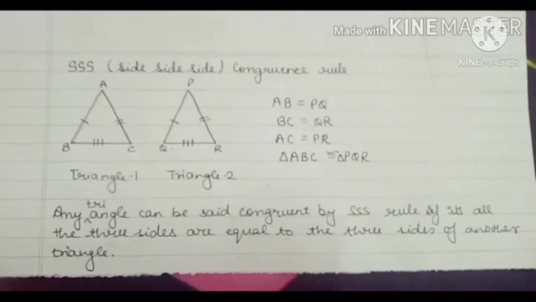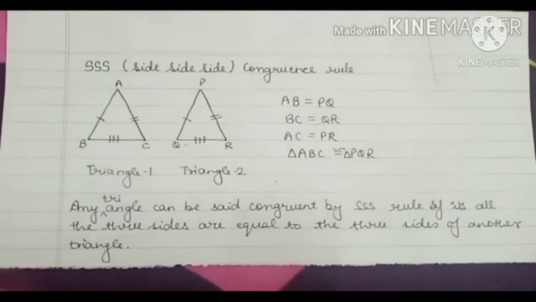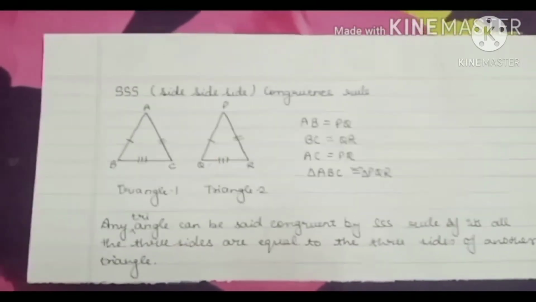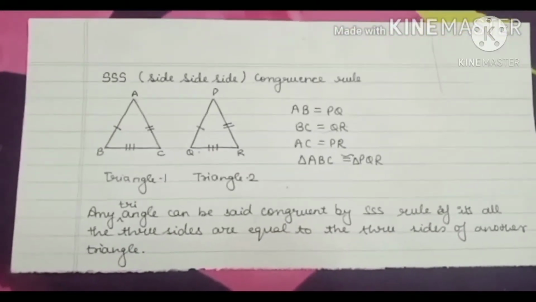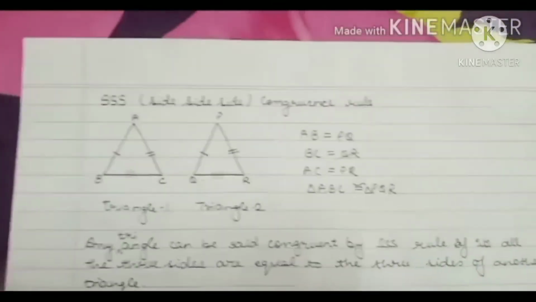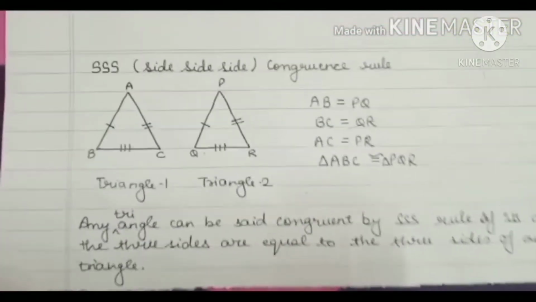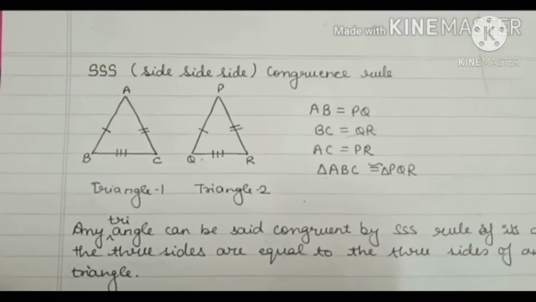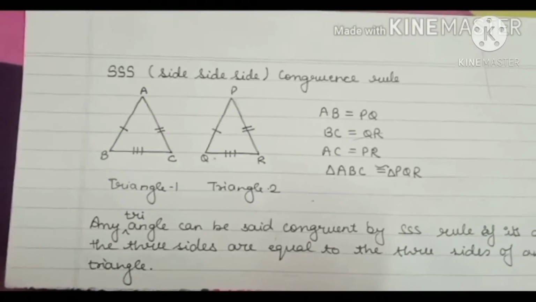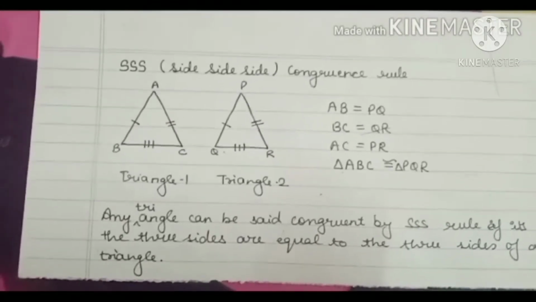Any two triangles can be said to be congruent by the side congruence rule if all three sides are equal to the three sides of another triangle. Here in triangle 1 and triangle 2, AB is equal to PQ, BC is equal to QR, AC is equal to PR. Hence we can say that triangle ABC is congruent to triangle PQR.